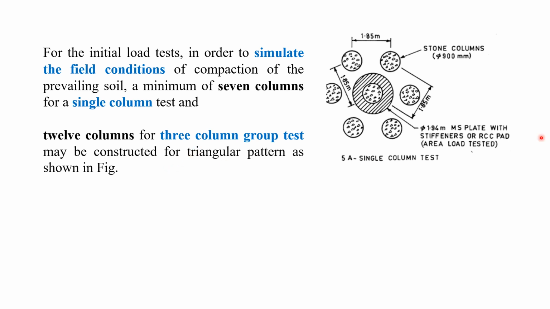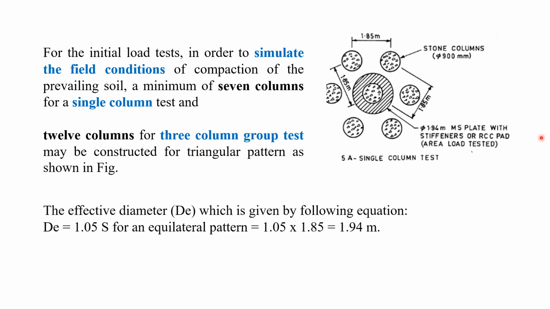So what we have to do in case of a single column test, 7 columns should be driven at the site, and for a 3 column test we have to drive 12 columns at the site. You can see this spacing is also given there, 1.85 meter in between the two columns, right? And the diameter of the column is also given there, 900 millimeter.